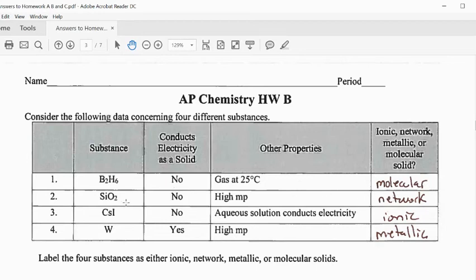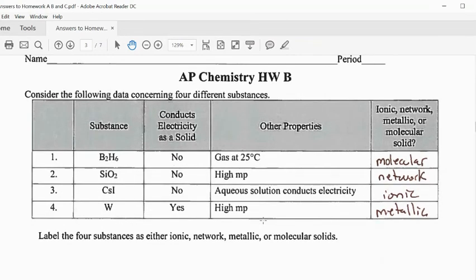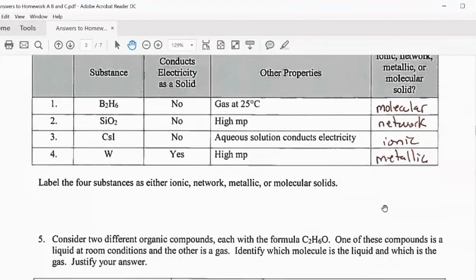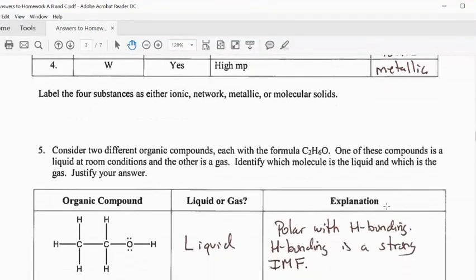SiO2 was on the short list of network solids we talked about. I had to make the recommendation of just memorizing the couple of network solids. There's no nice way to remember the couple. CSI is crime scene investigators, but it's also an ionic compound, and tungsten's a metal. All right, moving down here.